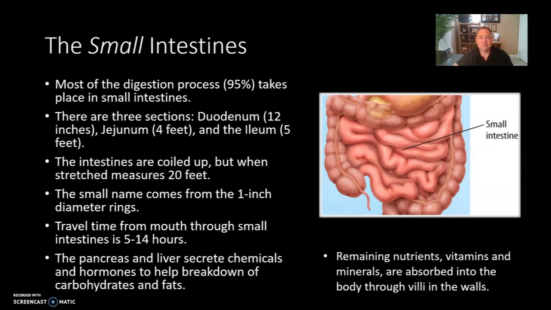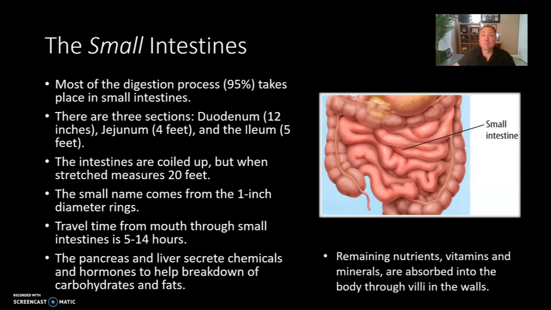Now, the intestines are coiled up, but when stretched out, they can be 20 feet. The small name comes from just the 1-inch diameter rings that the small intestines are. So they're actually really not all that small. They're just smaller than the large intestines. As confusing as that may sound.